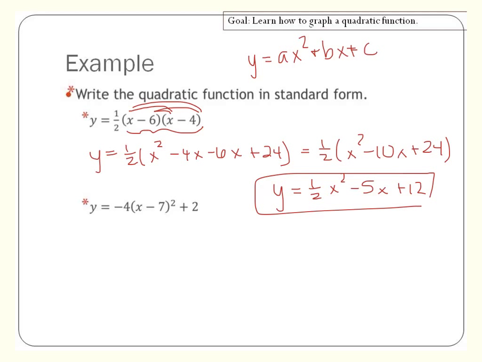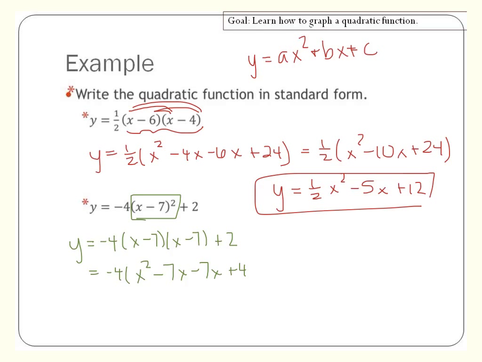So there's standard form. For the other one, a binomial squared means you are going to FOIL. So this is really x minus 7 times x minus 7. And if you remember, it's a square of a difference if you remember the pattern for it. But we can just FOIL. It's x squared minus 7x plus 49 plus 2. I'm going to go ahead and simplify before I distribute.